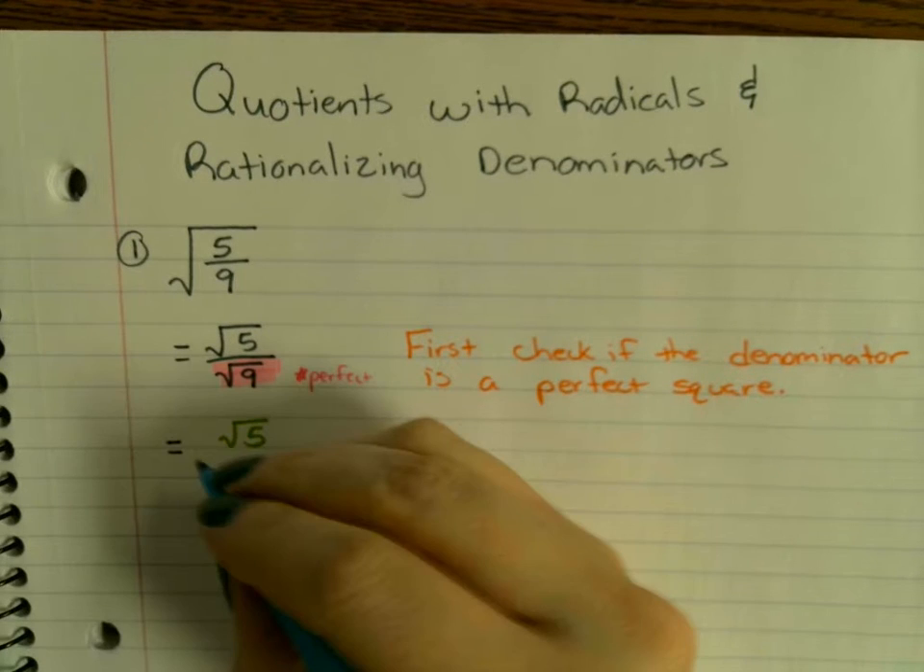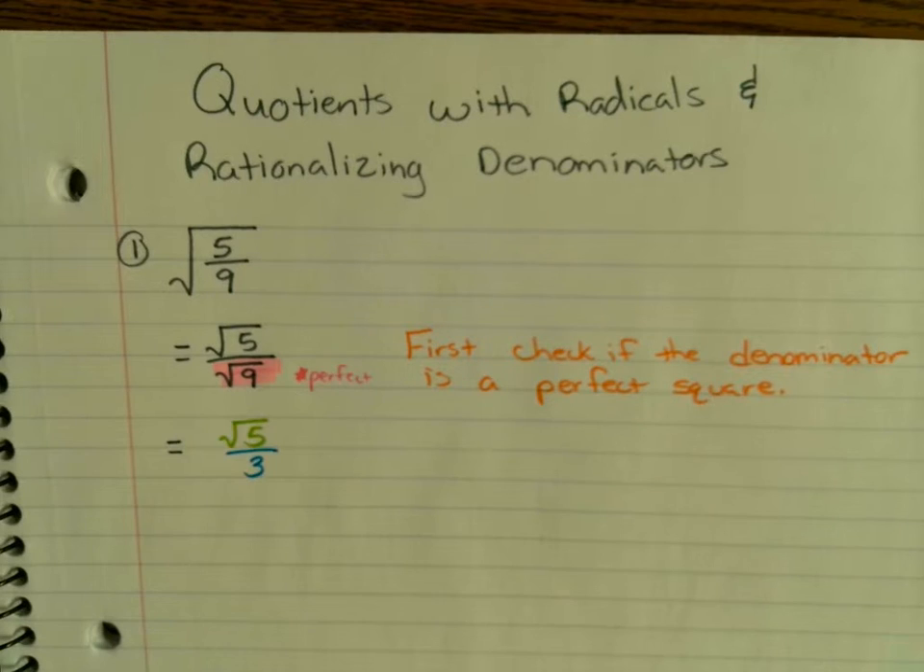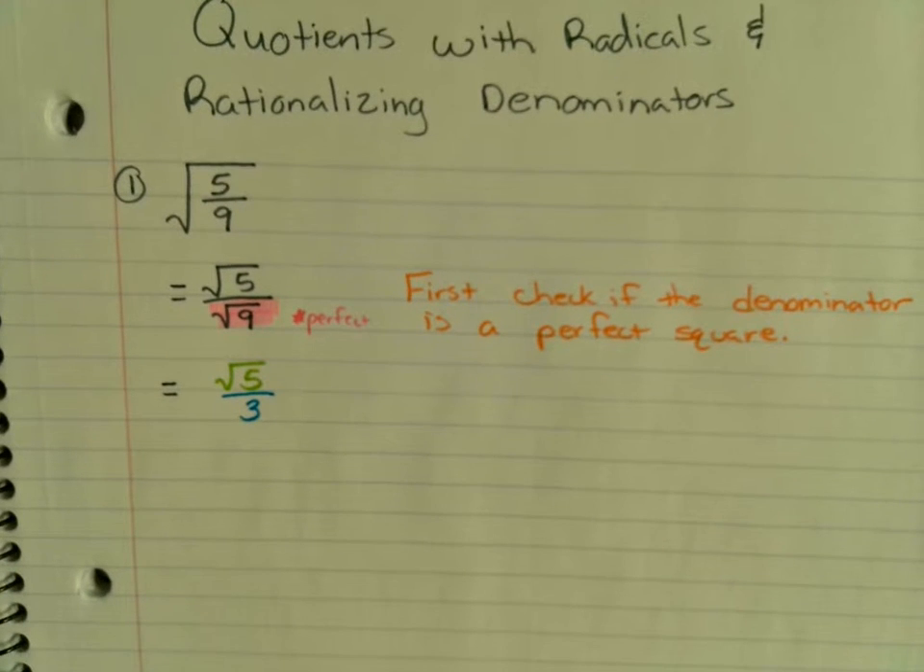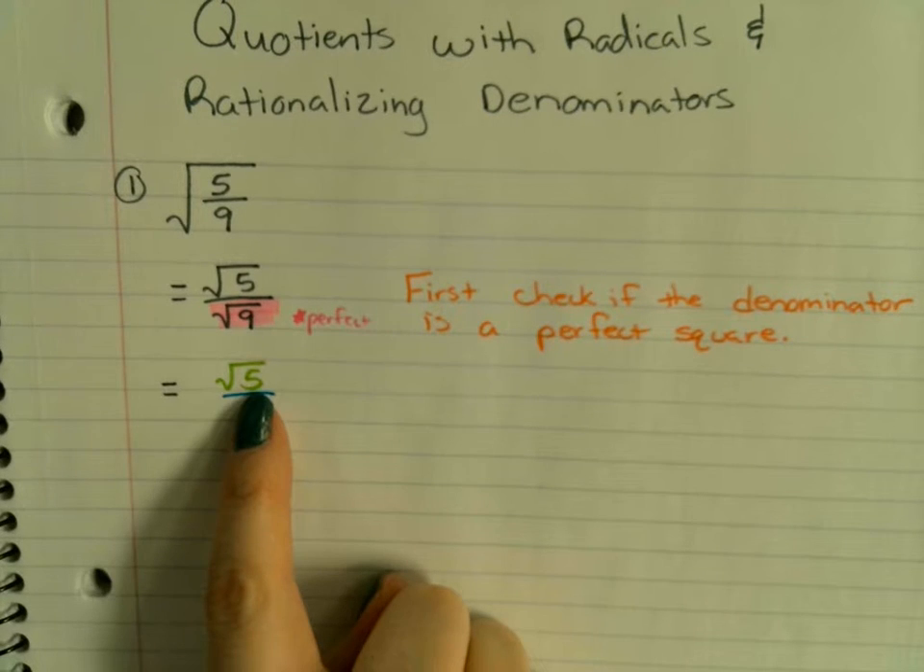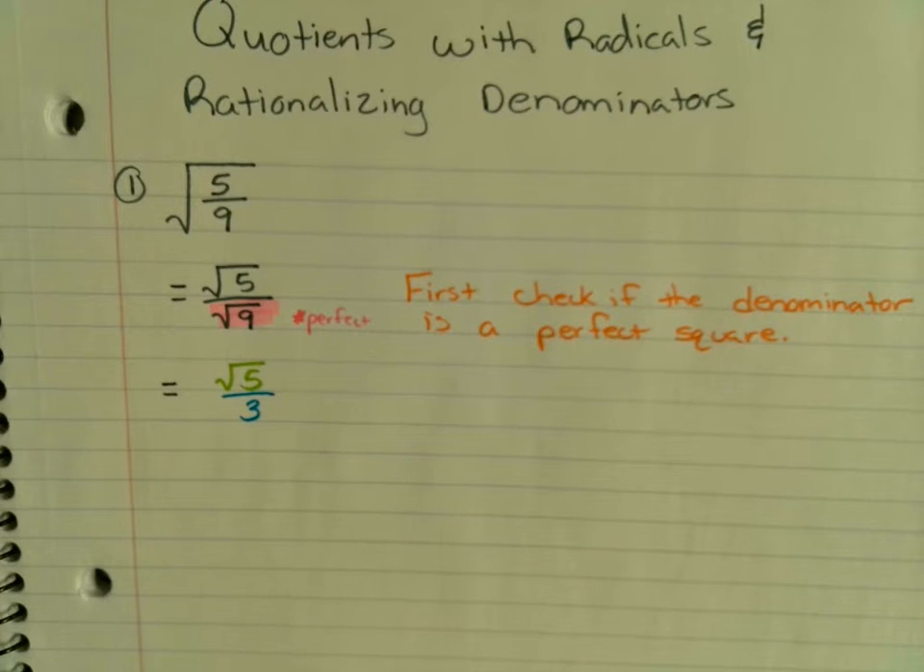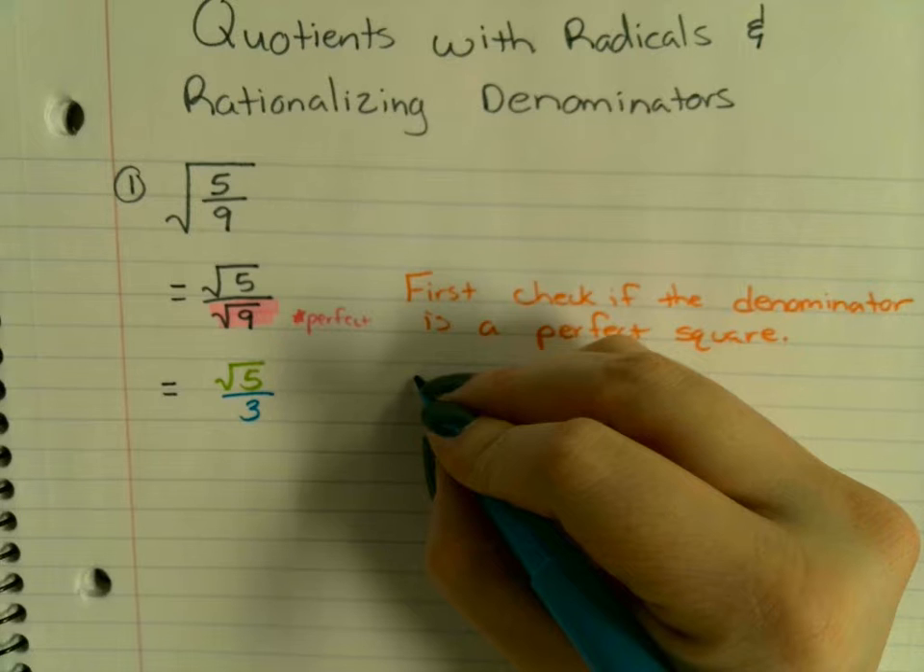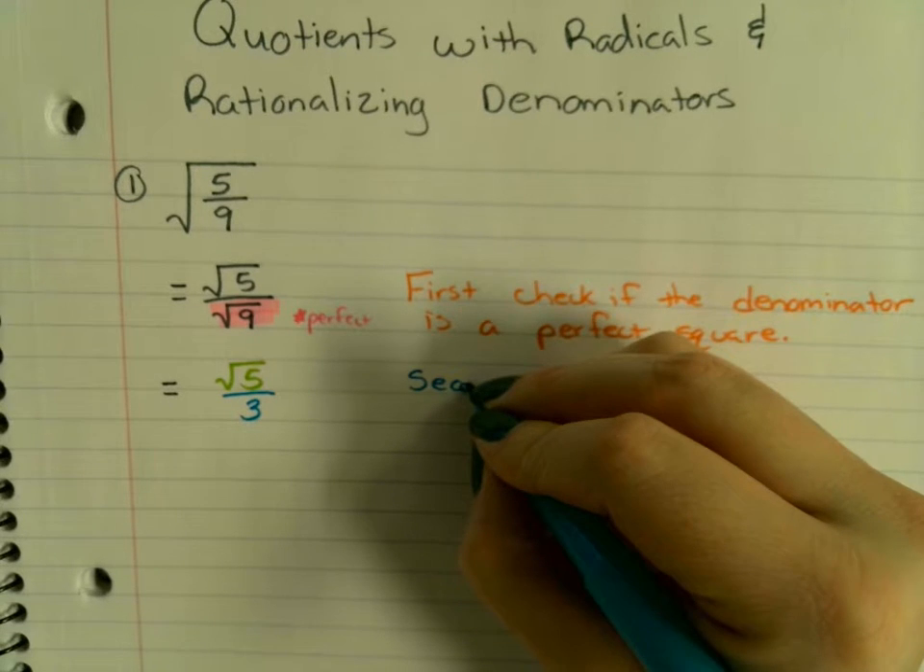The next thing I do is see if I can simplify any further, meaning my numerator. Can I simplify my numerator? No. Okay, so that would be the second thing to do, though. The second thing, simplify as much as you can.